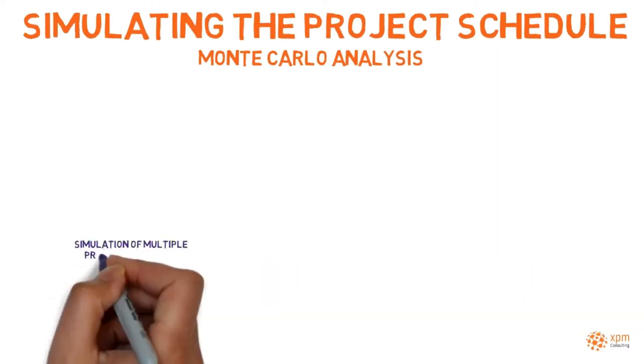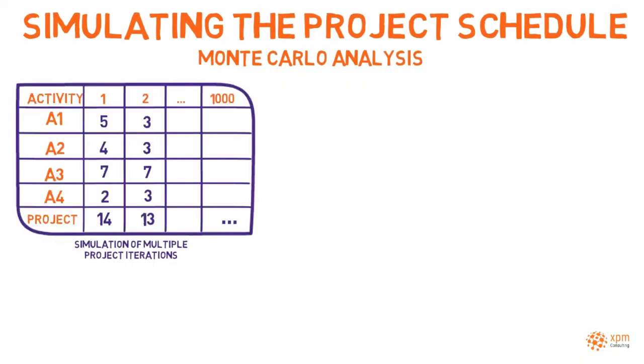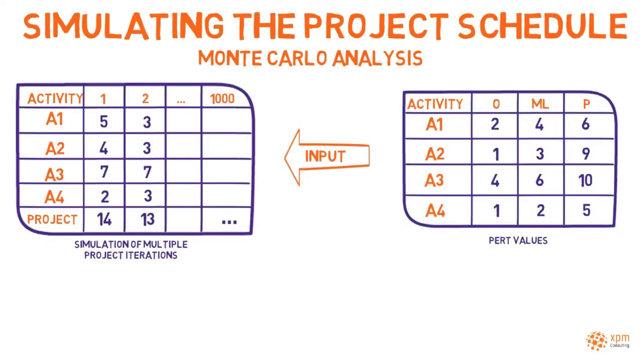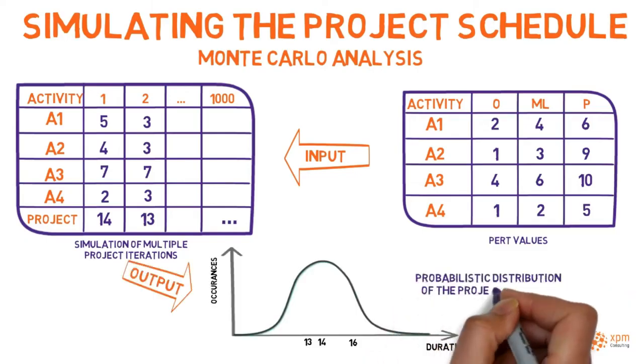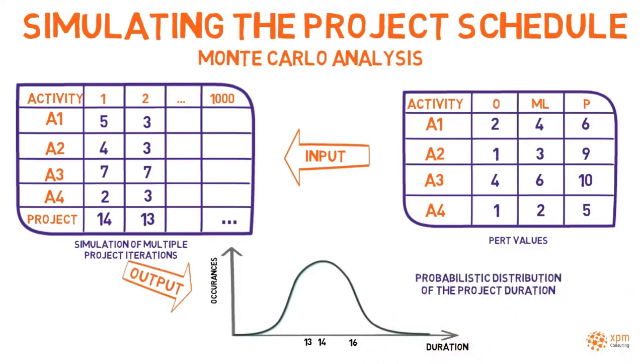Monte Carlo is based on the simulation of multiple project iterations. Each iteration generates a duration for all project activities, using as an input the optimistic, most likely and pessimistic estimates issued by the team. Each iteration will then aggregate those activity durations into an overall project duration, according to the dependencies of the network diagram. By completing multiple iterations, the Monte Carlo analysis can calculate the probabilistic distribution of the project duration.